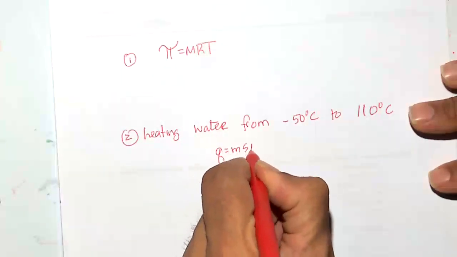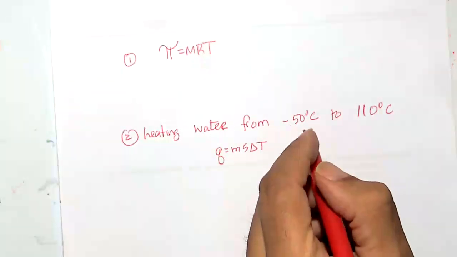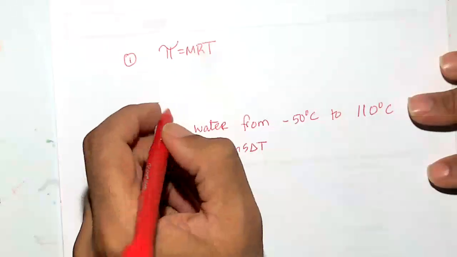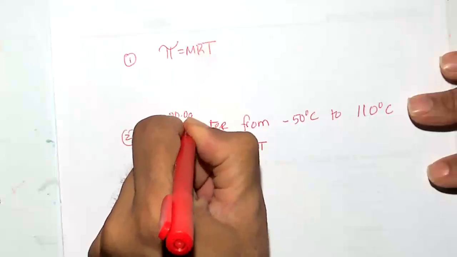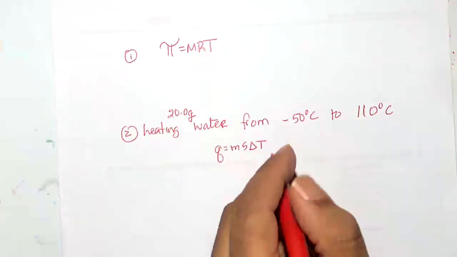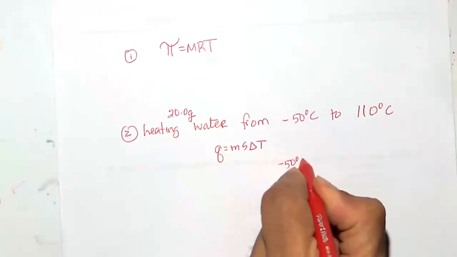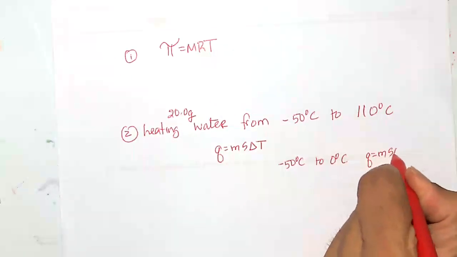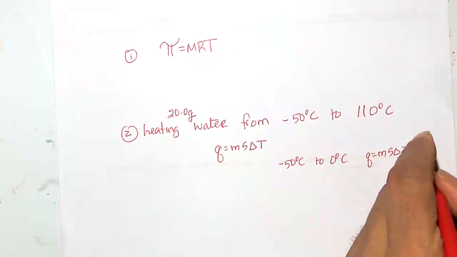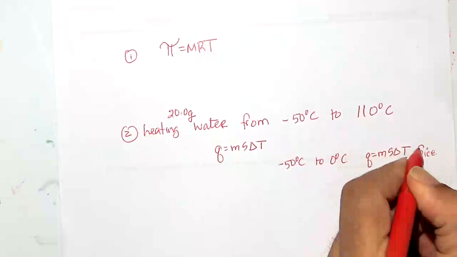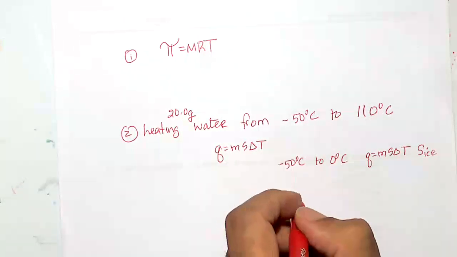The formula for this is Q equals ms delta T. Without going over this and saving some time, how would you go about doing this? Heating water, let's say we heat 20 grams of water. How would we go about solving this problem? What do we start with? Minus 50 to 0 degrees. Here we will use Q equals ms delta T, and we're going to use the specific heat of solid water, the ice. That's a constant that will be given.